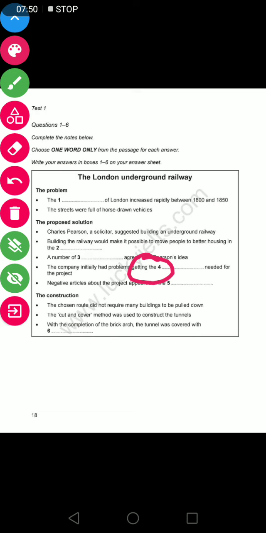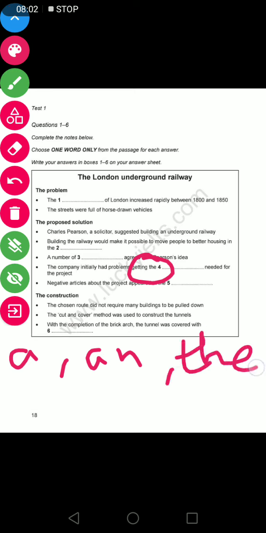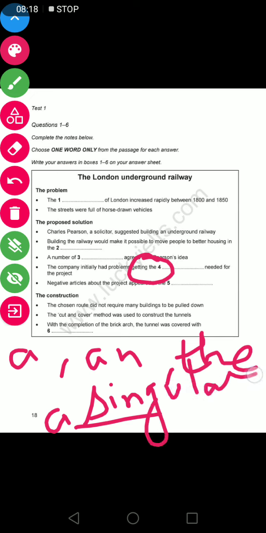Sometimes, students, with the help of articles we easily find our answers, so we have to pay attention to the articles a and the before the blank. Also, if there is the article a before the blank, it means our answer must be singular. So we have to focus on these things.